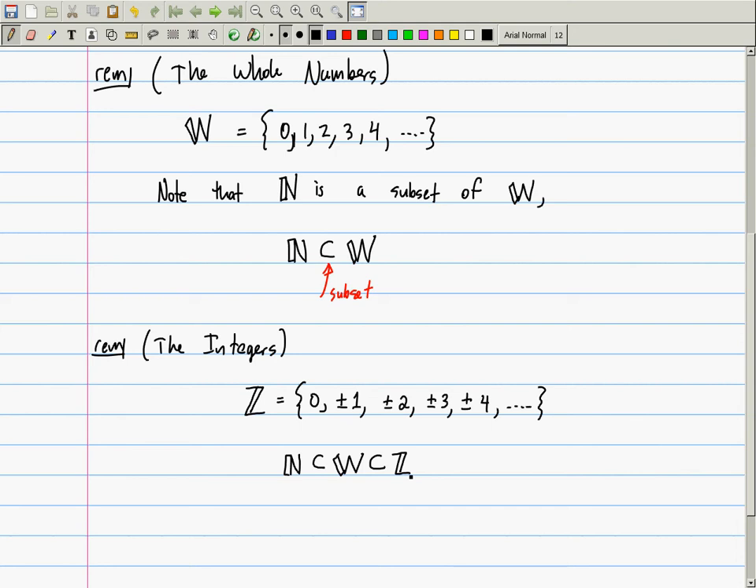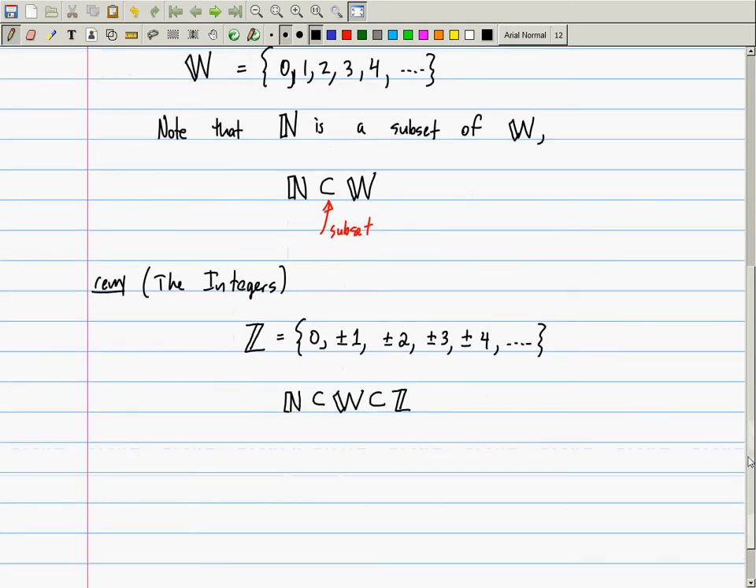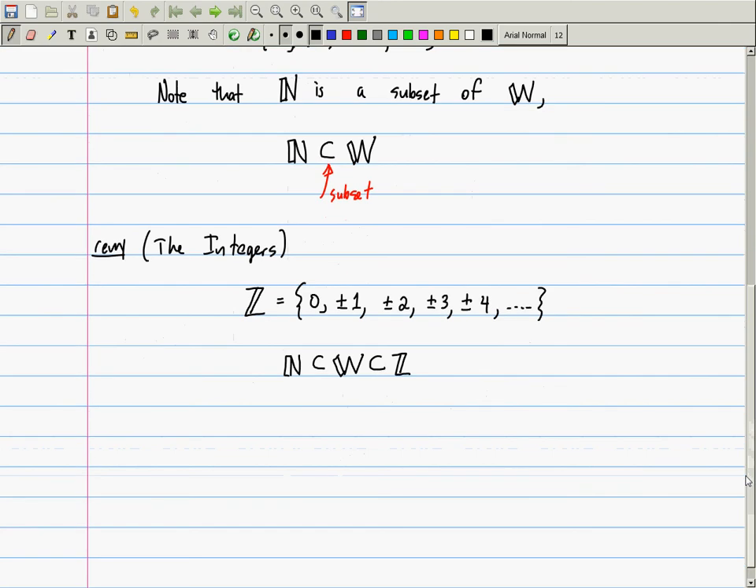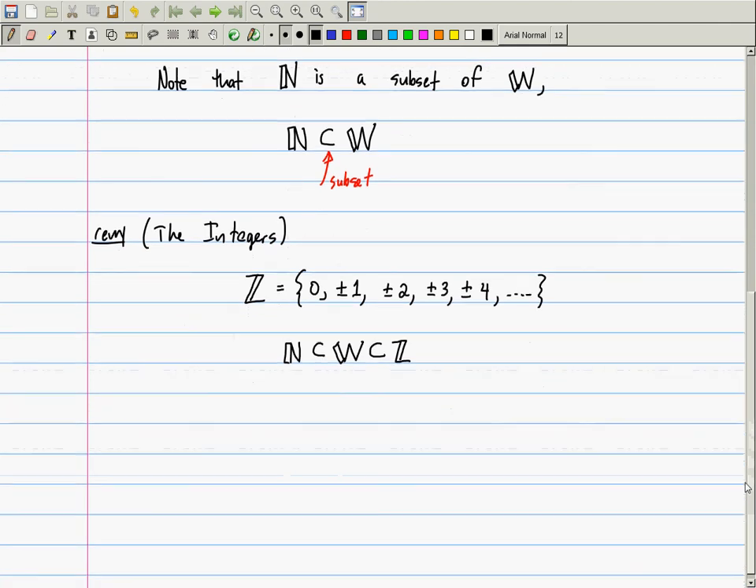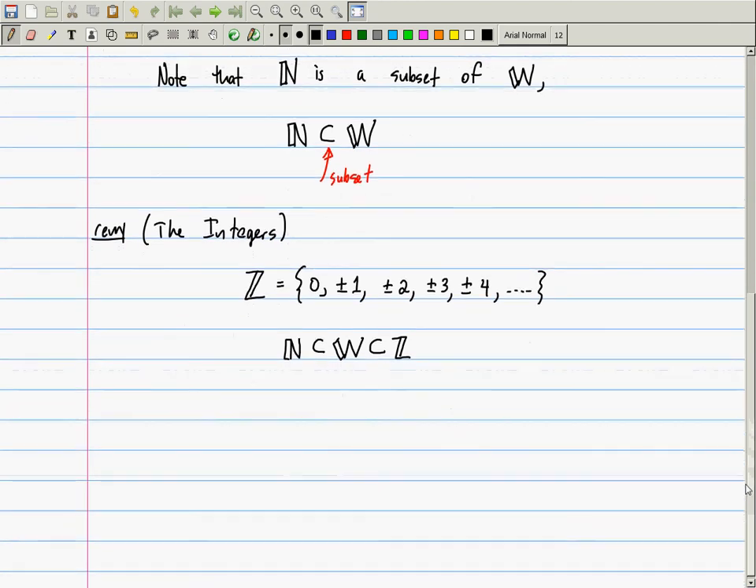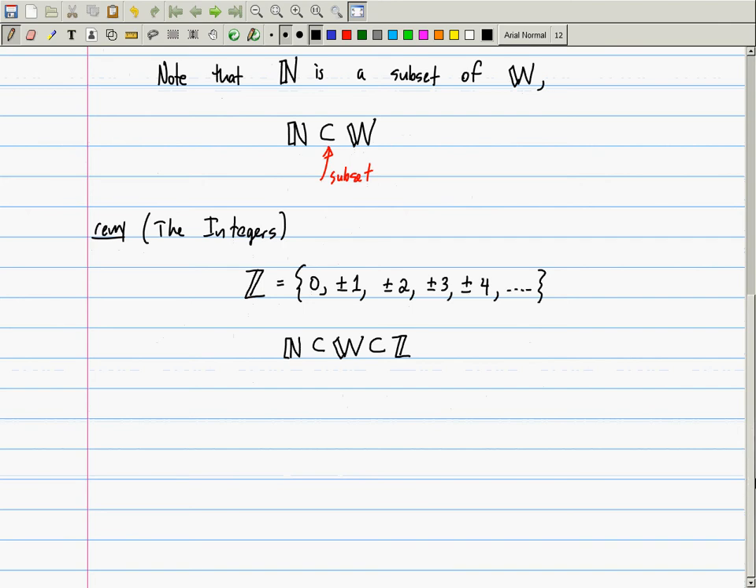Okay. So we're getting used to the names of these sets. So natural numbers, whole numbers, integers. What's another set? A set that's bigger than the integers. Okay, real numbers, that one's too big. I don't want to go there yet. The set in between the integers and the real numbers starts with R. Rational. Rational numbers. Okay. The rational numbers.